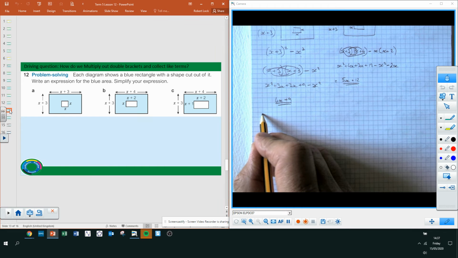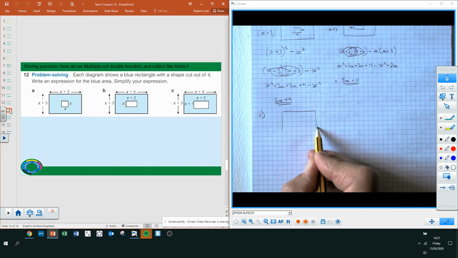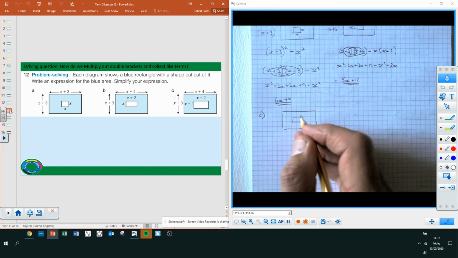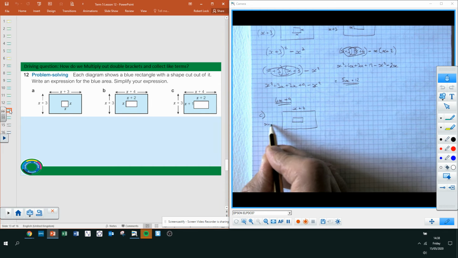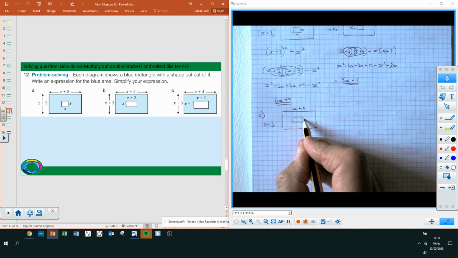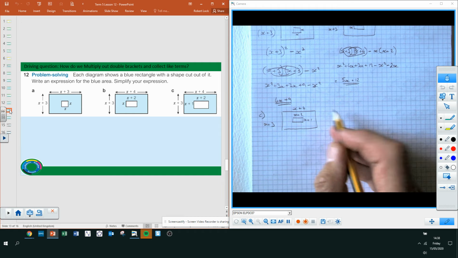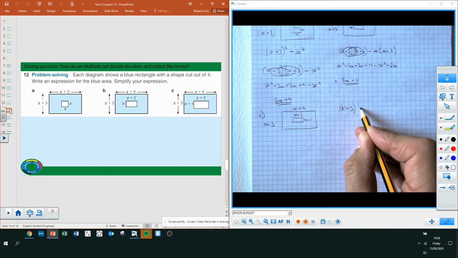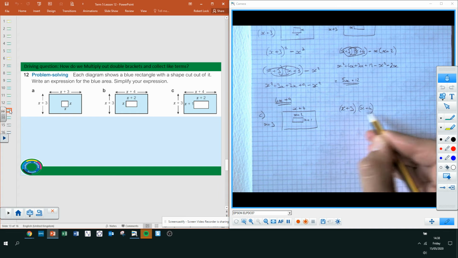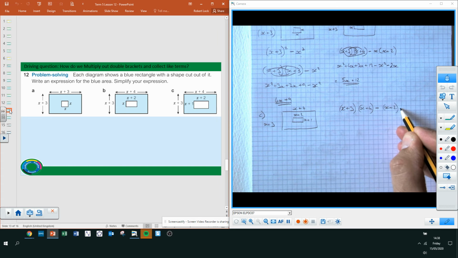Let's see down here. So, drawing out a little diagram. x plus 4 here, x plus 4, x plus 3, x plus 1, and x plus 2. Expression: so, x plus 3 and x plus 4, take away all this, x plus 2 and x plus 1.